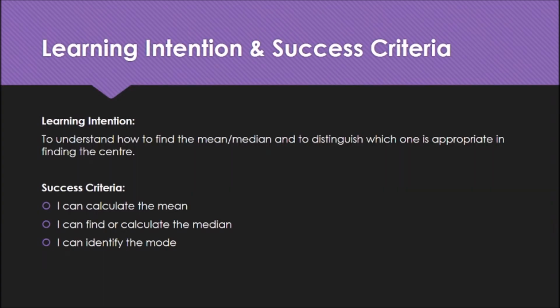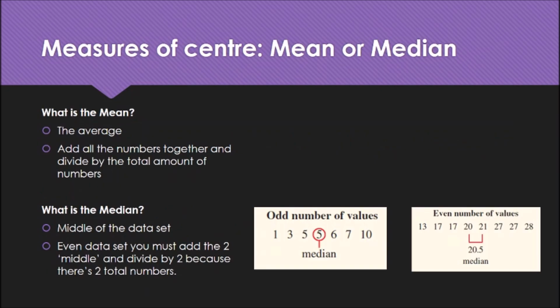So today's learning intention is to understand how to find the mean and median and to distinguish which one is appropriate in finding the center. Today's success criteria is that you can do either or complete all of them if you like. You need to be able to calculate the mean, find and calculate the median, and be able to identify the mode. So the big question is, what is the mean?